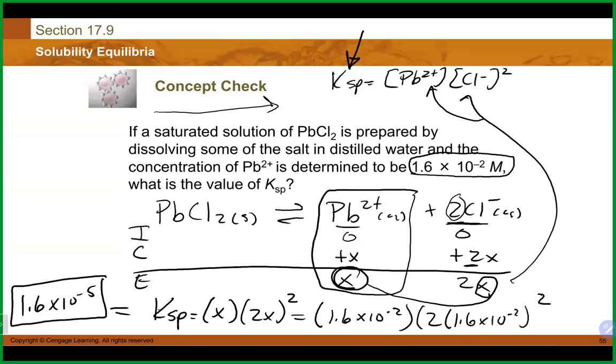Another variation of this is you can use an ICE table to figure out what the equilibrium concentrations of everybody would be by solving for X. Any questions on that?